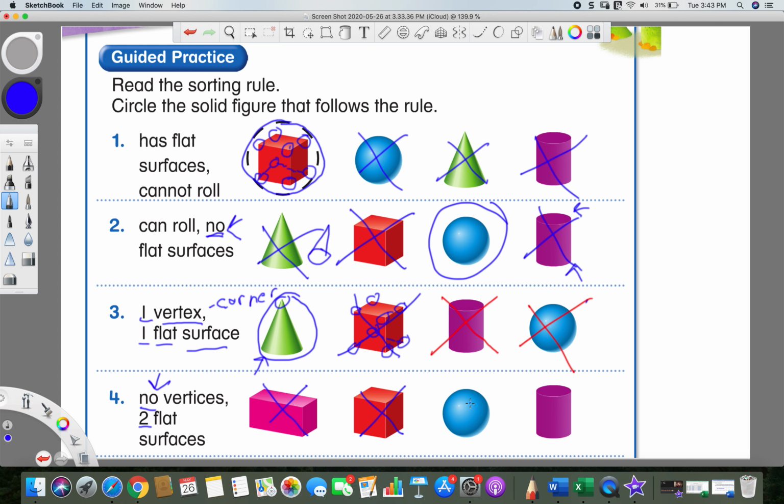What about this sphere, this ball? Does it have corners? It doesn't. So far it's looking good. It has no corners, that's good. But we also need 2 flat surfaces. Does the ball have any flat surfaces like the cube does? No, it's round everywhere. There's no flat parts on it, so it can't be this sphere. So that leaves us with one thing. It leaves us with the cylinder. See how it has 2 flat surfaces, 1 up top and 1 on the bottom? 2 flat surfaces, but there's no corners.